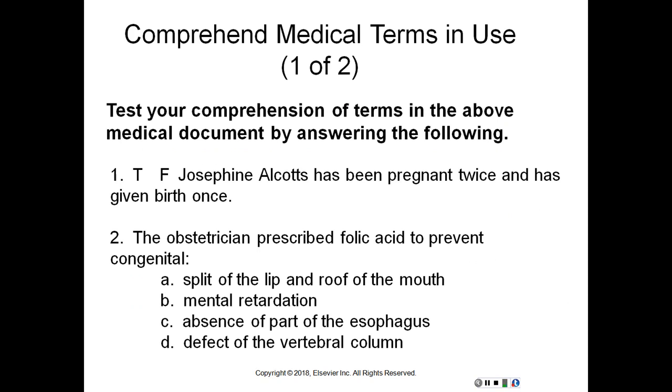Number 2, the obstetrician prescribed folic acid to prevent congenital what? Well, it said in this scenario to prevent spina bifida, so you just have to know what spina bifida is. So hopefully after you've read them, you will select letter D for defect of the vertebral column.